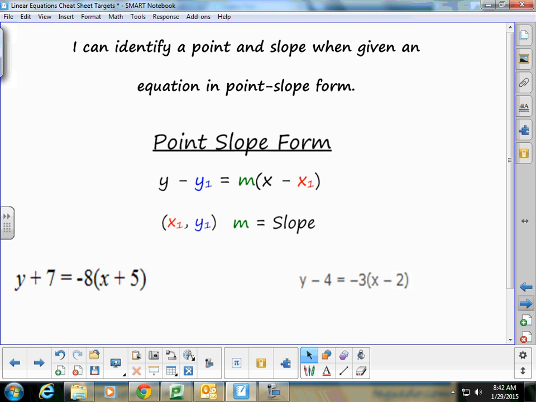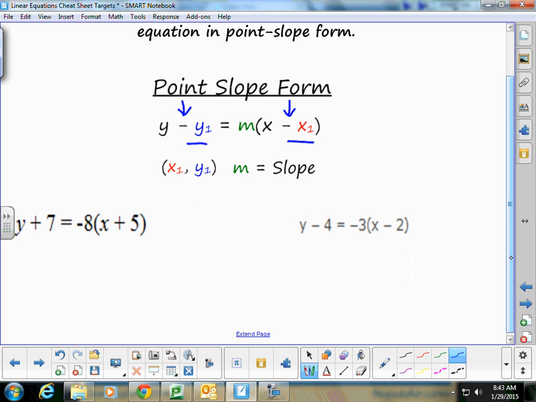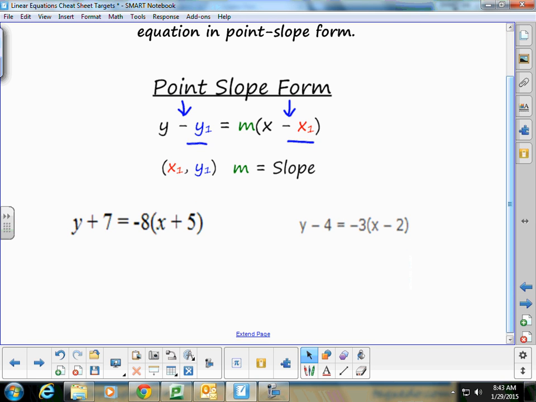Next target, I can identify a point and slope when given an equation in point slope form. Some of you struggle with remembering to look at the opposite. So remember, this is where you would have plugged in for x and y. Subtraction is part of the equation. So notice on this first one, what would I have had to plug in to end up with a positive?